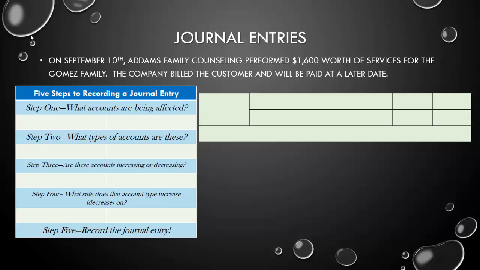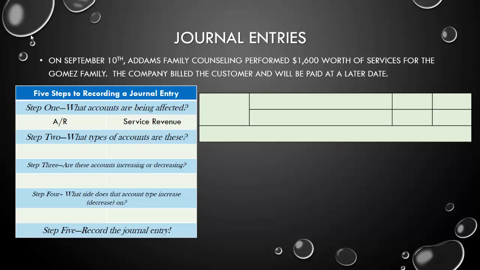What accounts are being affected? Accounts receivable. Why? Because I said we're not getting cash right now. They owe us the money. We are eligible to receive money right now from the Gomez family because we've earned it, because we provided those services. So accounts receivable is one account, but even though we haven't been paid in cash yet, we still know that we did the job, which means we get to recognize it as service revenue.